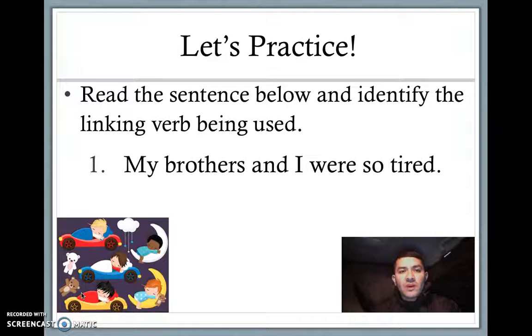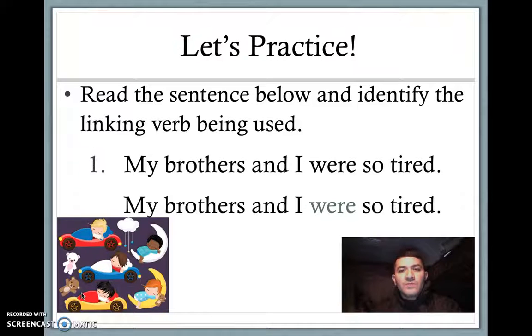Alright, let's see what you got. You should have chosen the word were. My brothers and I were so tired. The subject, my brothers and I, is connected to the feeling of being so tired with the linking verb were.